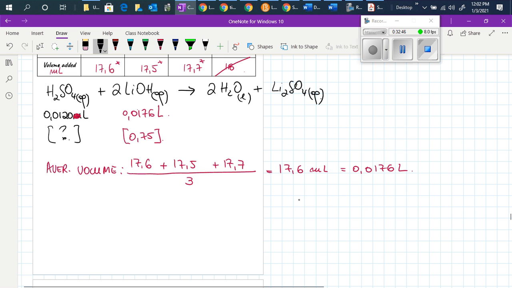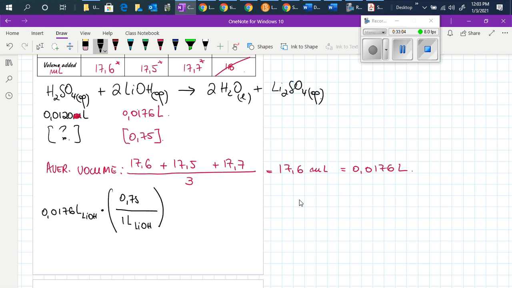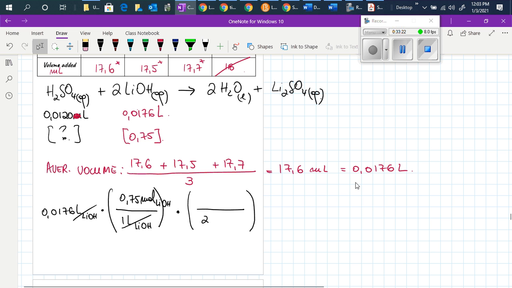Okay, so we'll start with what is given. So we'll have 0.0176 liters of lithium hydroxide using the concentration. So 1 liter of lithium hydroxide, 0.75 moles of lithium hydroxide. So liters of hydroxide and liters of hydroxide are cancelled. Now that we know the moles of known, we will move to the moles of the unknown. So we'll have 2 moles of lithium hydroxide is 1 mole of sulfuric acid. So moles are cancelled out.